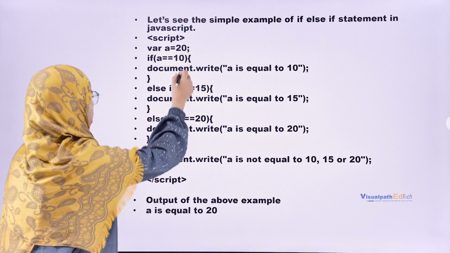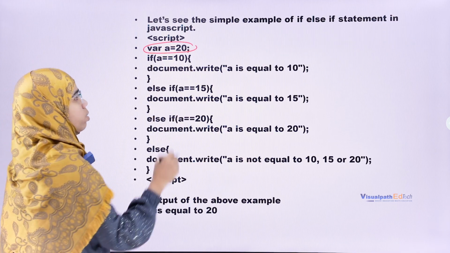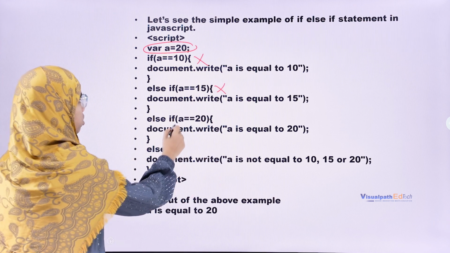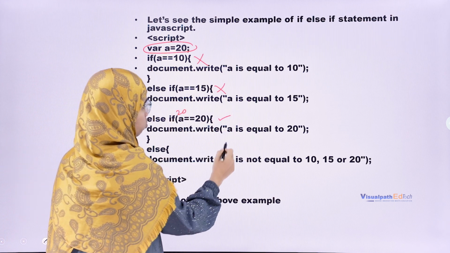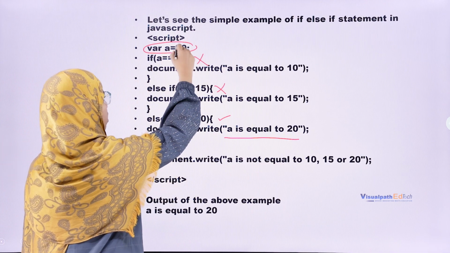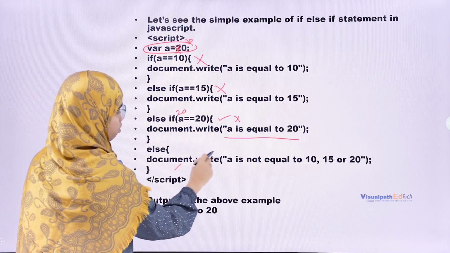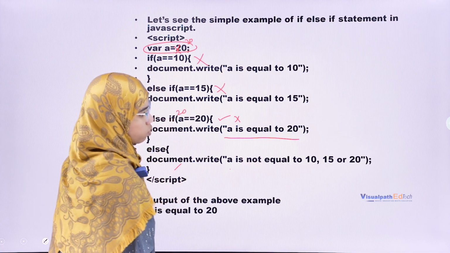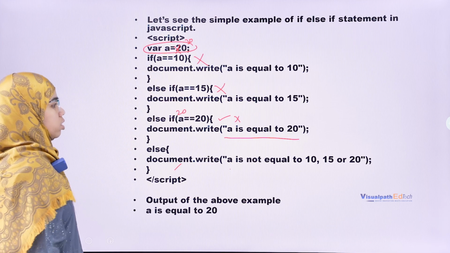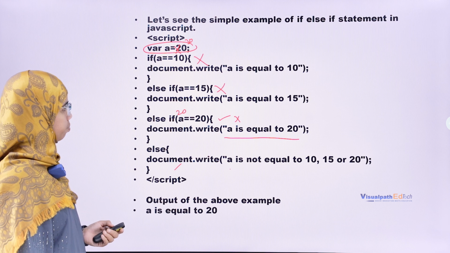For example, in this case, we have initialized the value as 20 and I want to check if 20 is double equal to 10. As we know, it is not. So it will go and check the next one. This is also not. Since at this conditional statement it is true, we will write there a is equal to 20. Imagine that the value of a is initialized to 30. Even in this case that is not evaluated, finally it will go to the else part. A is not equal to 10, not equal to 15, not equal to 20, and that will be printed at the output once I change the value. So this is how we work with the if else if statements.